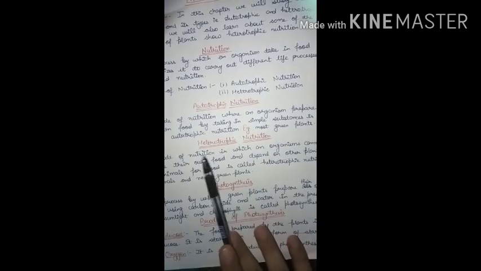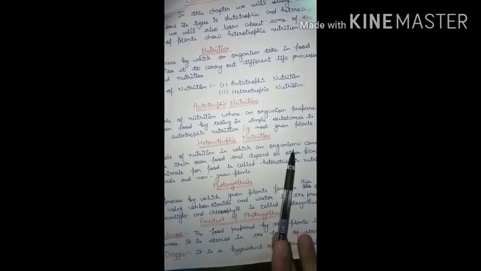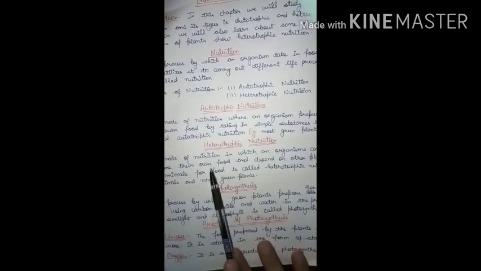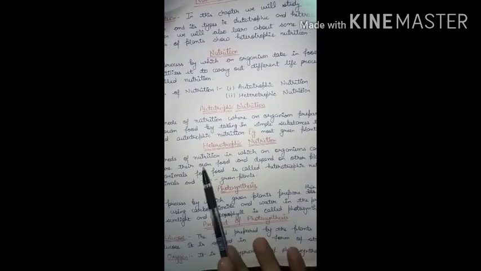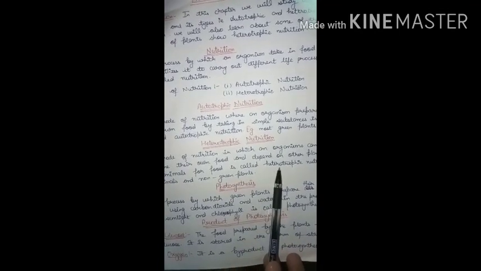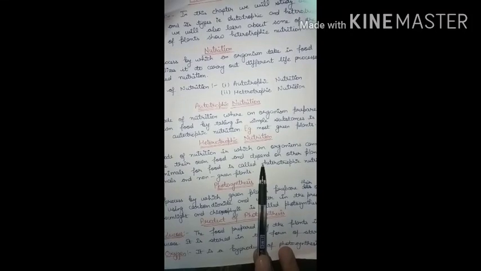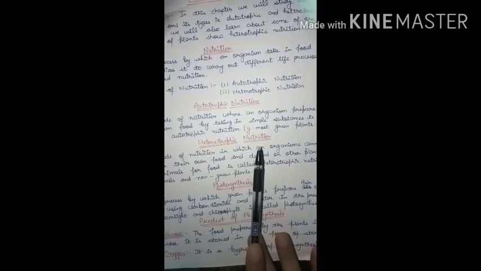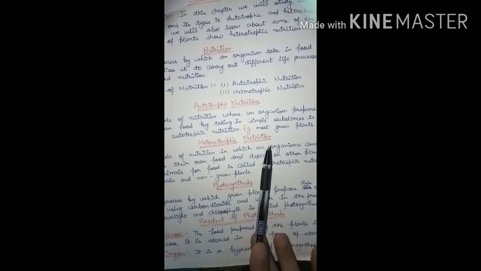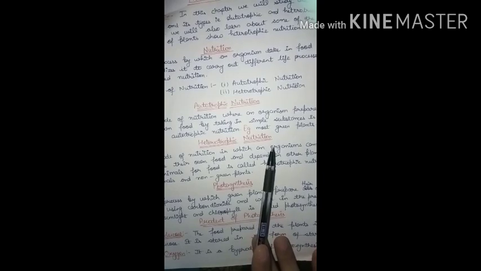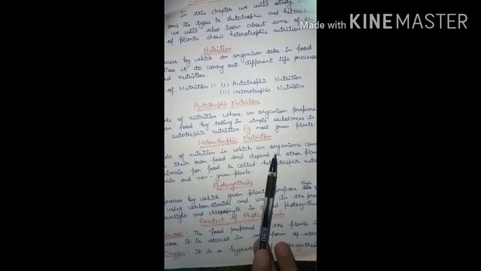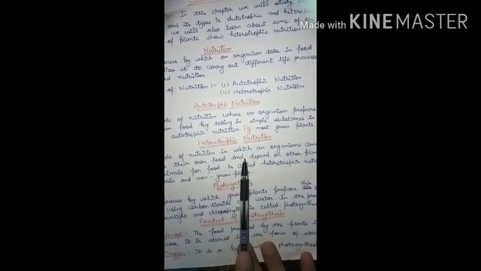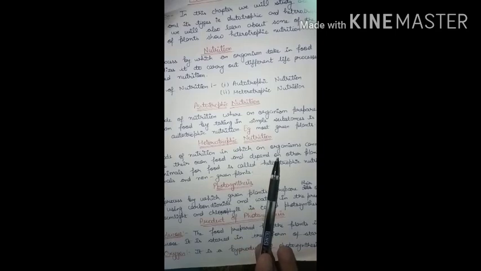Now the second one is heterotrophic nutrition. The mode of nutrition in which an organism cannot make their own food and depends on other plants and animals for food is called heterotrophic nutrition. So those organisms which cannot prepare their own food, like human beings, like animals, like cow, buffalo, which depend on plants for their food, this mode of nutrition is referred to as heterotrophic nutrition.